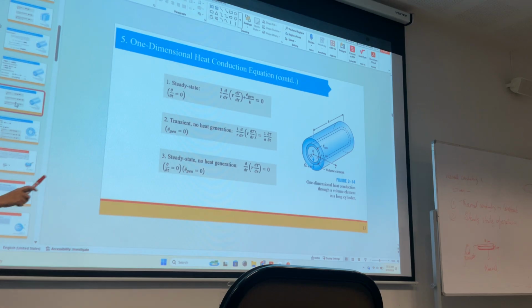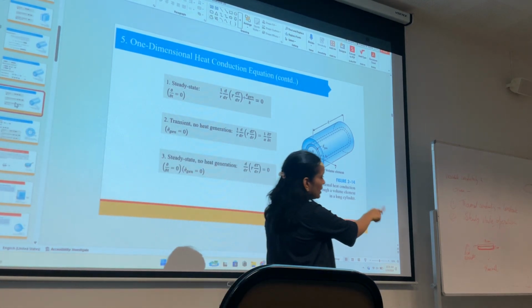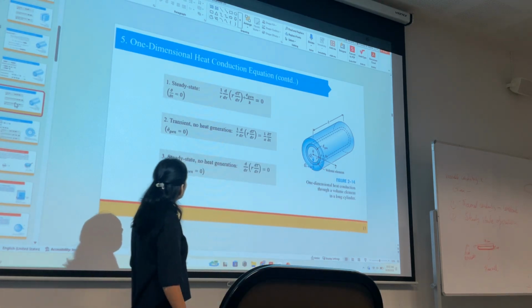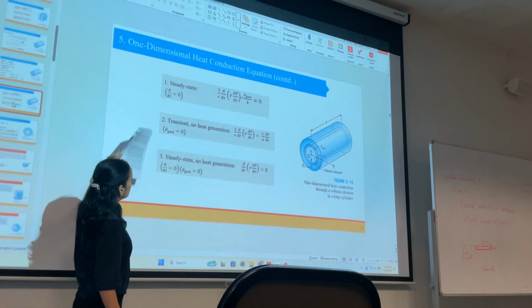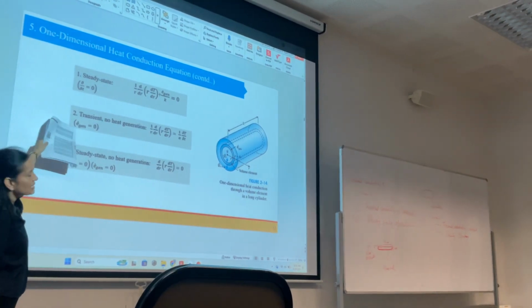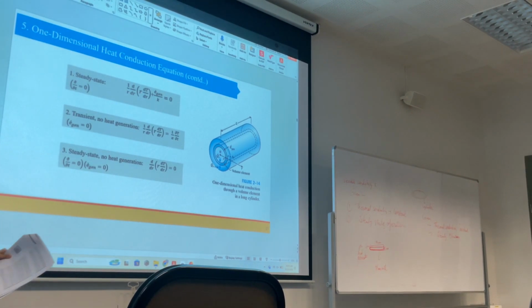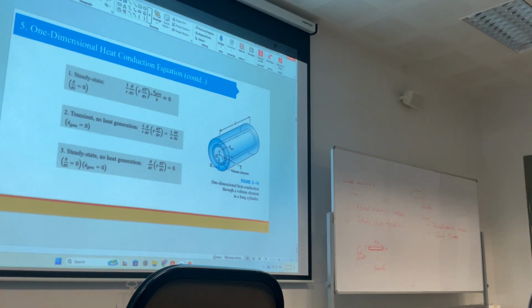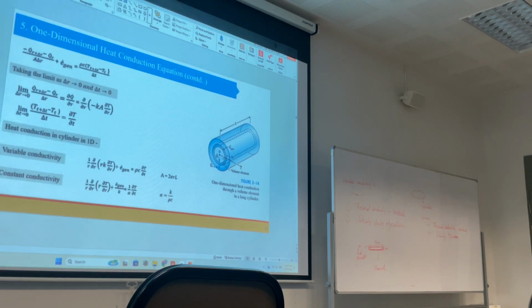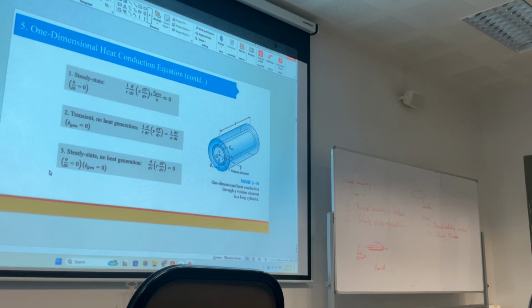Second thing that is given in the numerical is that it's a steady operation. Okay? Steady operation. So either first or third. Right? Second is transient. But your question is saying that it's a steady state operation, right? Your question is not saying there is any heat generation. If it's not saying, we will assume there is no heat generation.